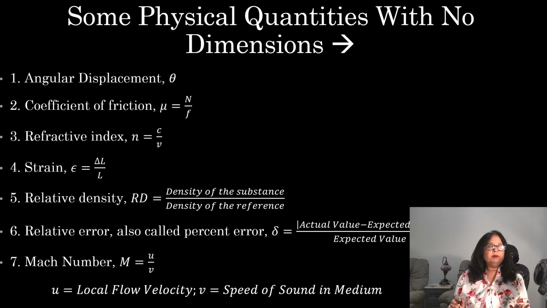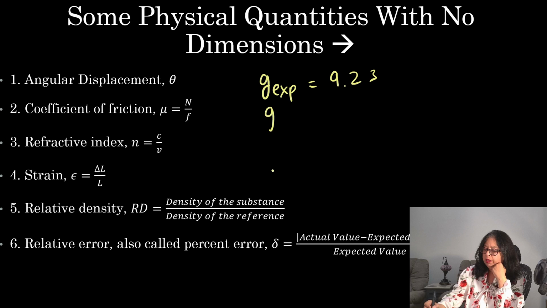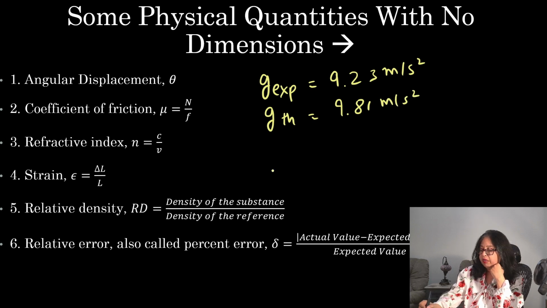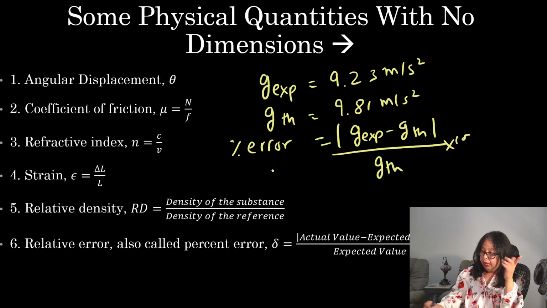So it is actual minus expected divided by the expected. For instance, if you did an experiment to measure the value of g, and you got it to be 9.23, while you know that the theoretically expected value is 9.81, of course, meters per second square, then to find the percent error or the relative error, you will take the absolute value of g experimental minus g theoretical, divided by g theoretical, times 100.